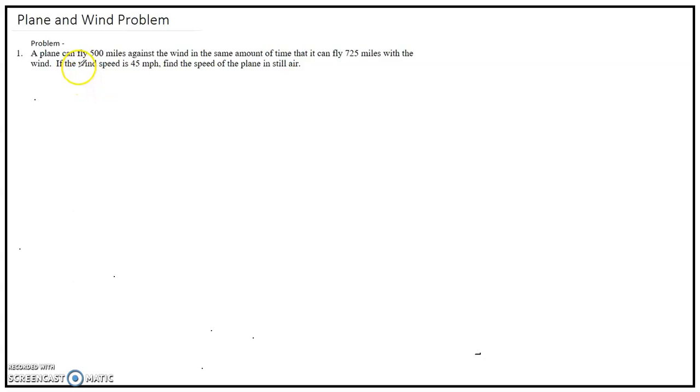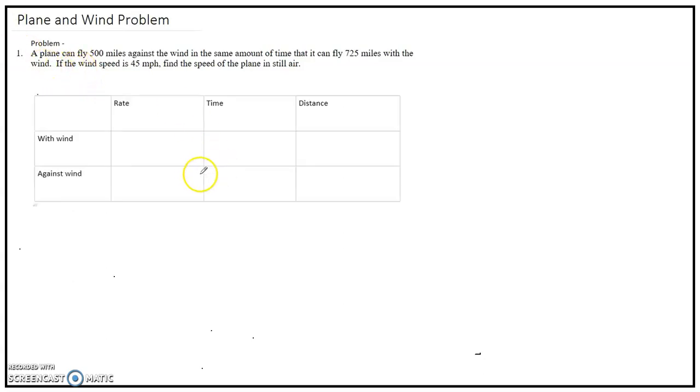To tackle this problem, the first thing you would want to do is to make a table. A table which will have the rate, which means the speed of the plane, the time it takes, and the distance it covers in that time. And also the two different cases we have, which is with the wind and against the wind.